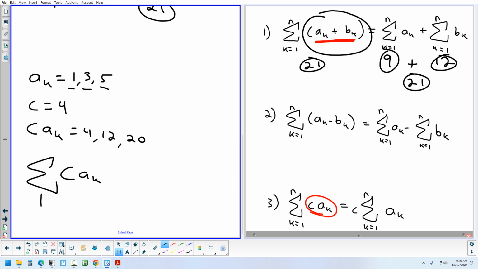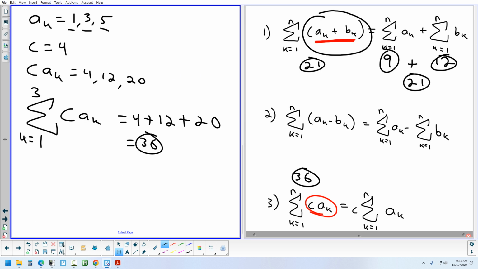From the first one to the third one. Okay, the first number is a 4. Next number is a 12. Last one is a 20. What's 4 plus 12 plus 20? 36. So if you want to quadruple every number and add them up, and you do it that way, you get 36.